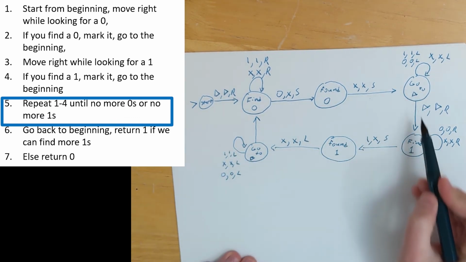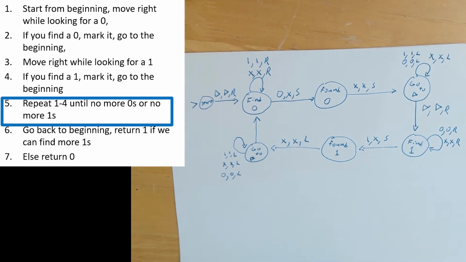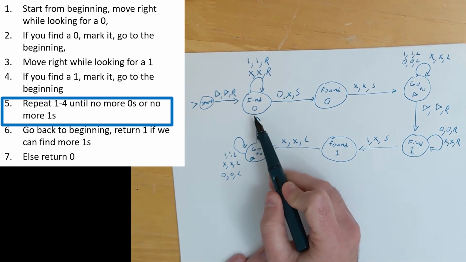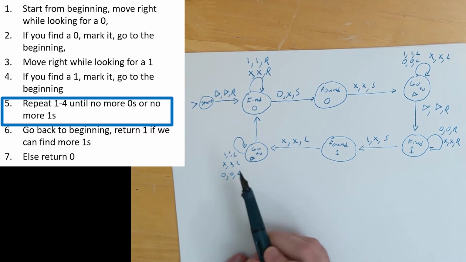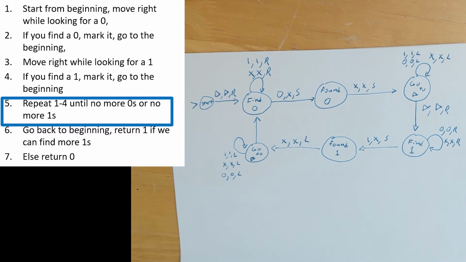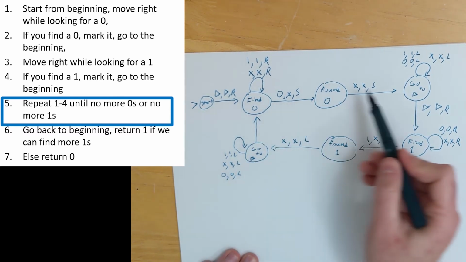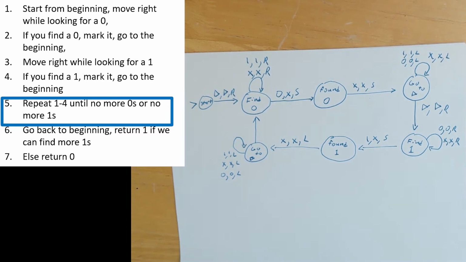So this is this repeated cycle. So you can see this box, we have a loop here. This is this cycle of find a 0, mark it off, go to the beginning. Find a 1, mark it off, go to the beginning. Find a 0, mark it off, go to the beginning. Over and over and over again. So this is sort of what's doing the main chunk of the work for this machine.